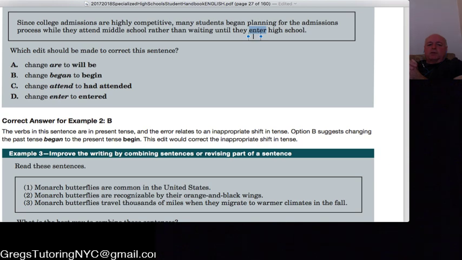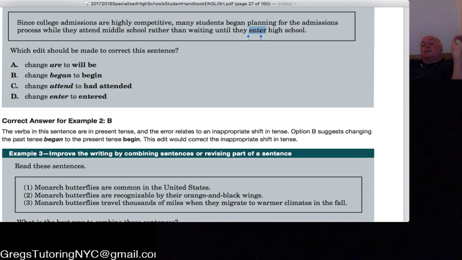Monarch butterflies travel thousands of miles when they migrate to warmer climates in the fall. Cool. Great. So we have 3 sentences connected by monarch butterflies. And some of you may think that's "monarch." It's monarch. Okay? That doesn't matter.